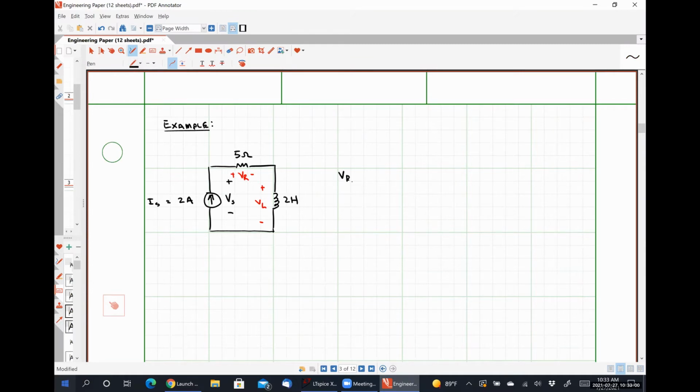Can anybody tell me what VR would be? VS minus VL. So you're not wrong, but I have enough information to get a numerical answer for VR. That's what I'm looking for. 10 volts, right? 2 amps times 5 ohms would give us 10 volts. You're absolutely correct.